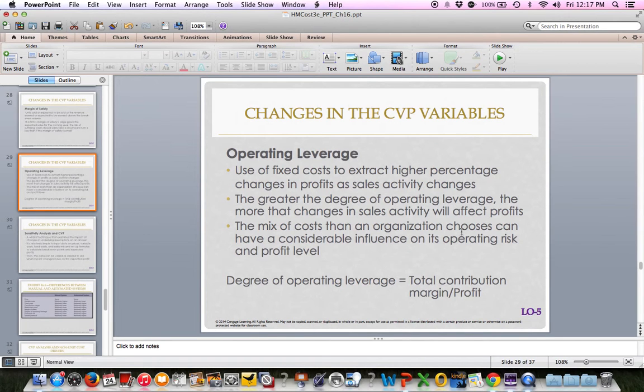Operating leverage is another ratio we can take a look at. Operating leverage is the use of fixed costs to extract a higher percentage. So how good am I at using my fixed expenses, which is a lot of my property, plant, equipment type stuff, at earning contribution margin? My degree of operating leverage boils down to a ratio of contribution margin divided by profit. And obviously the higher the better.